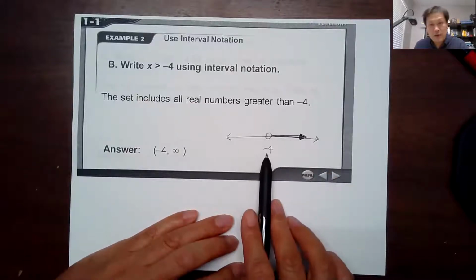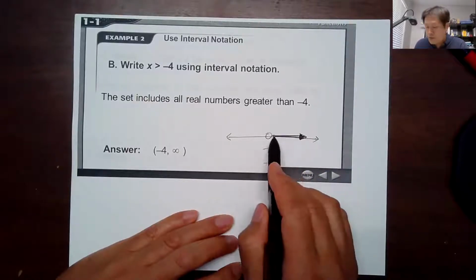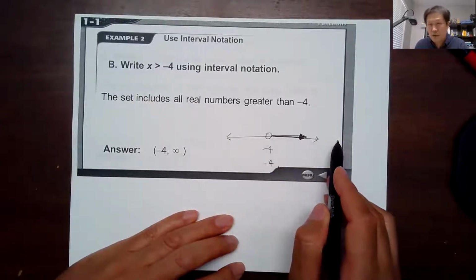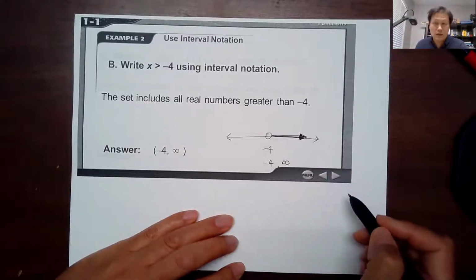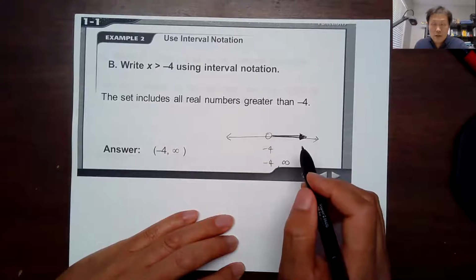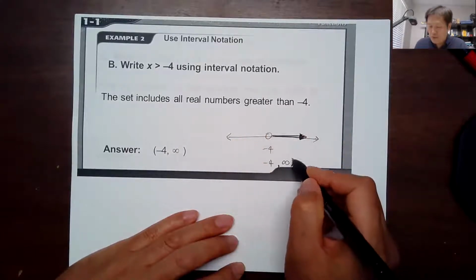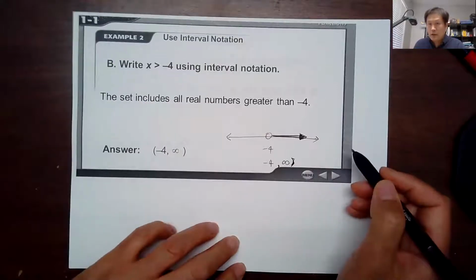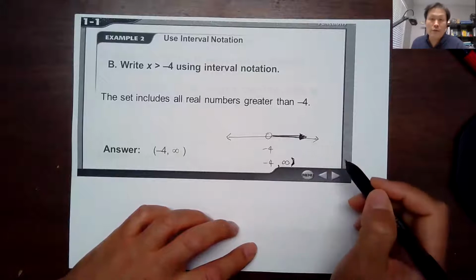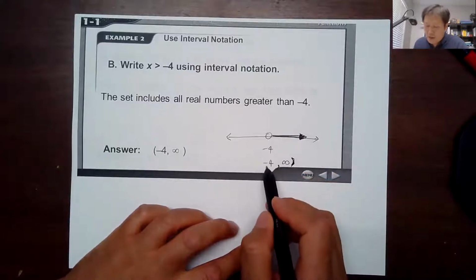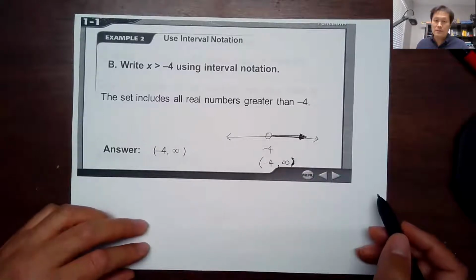This is the smallest possible. So you say minus 4, comma, what's the biggest possible? There's no end, meaning it's infinity, positive infinity. Infinity, whether it's positive or negative, always goes with the parentheses. You will never go with the bracket. And minus 4 is an empty dot here, so you will have to use parentheses.